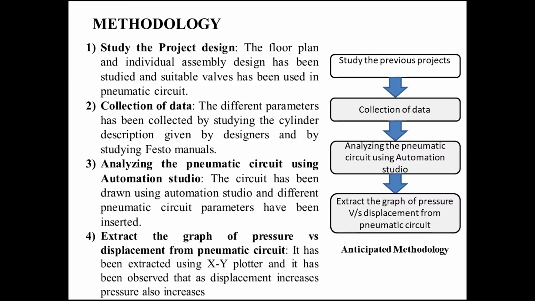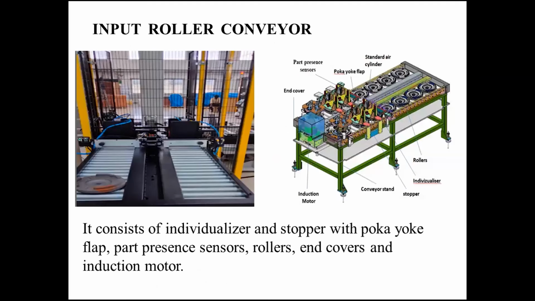So as I said, this is the first station in our project. It is the input roller conveyor. An individualizer and stopper are used to move the part from this to the end of the roller conveyor. And a Poka-yoke flap is used. Poka-yoke means fool proofing. Fool proofing is used to make sure that the components are not hitting it and there is no accident between the parts, and the end covers are used so that the part doesn't fall from the end of the conveyor, and this is powered by an induction motor basically.